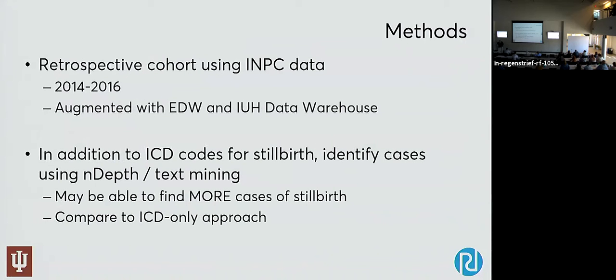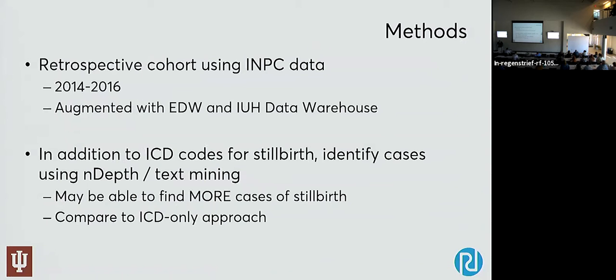So once again, we're using retrospective data in the IMPC. This time we're looking at a 3-year time window to make our lives a little bit easier. And we're augmenting what's in the IMPC with the EDW, which comes from Eskenazi, and the IU Health Data Warehouse, so that we have some of the newer, more detailed data sources we have access to in the data core.